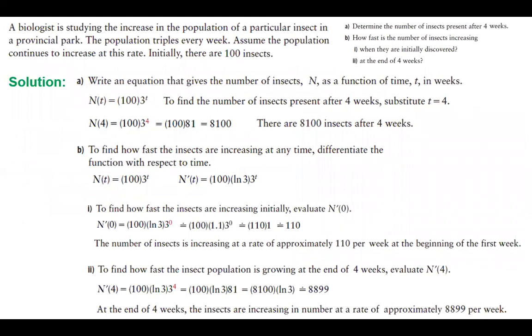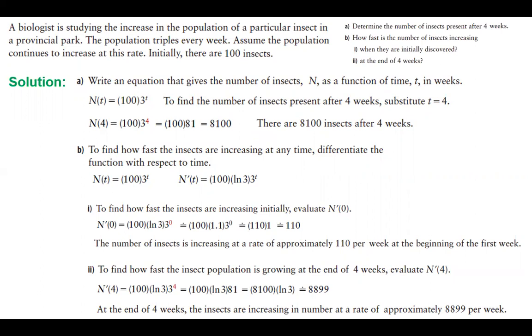First question: write an equation that gives the number of insects n as a function of time t in weeks. So we can write n(t) equals 100 times 3 raised to the power of t, right? t stands for the number of weeks. To find the number of insects present after 4 weeks, you can substitute t equals 4 into that equation. So n(4) equals 100 times 3 to the power of 4. That gives us 100 times 81, right? So there are 8100 insects after 4 weeks. Any questions?